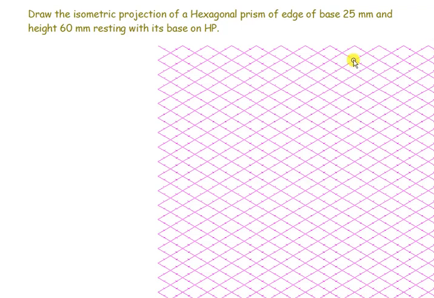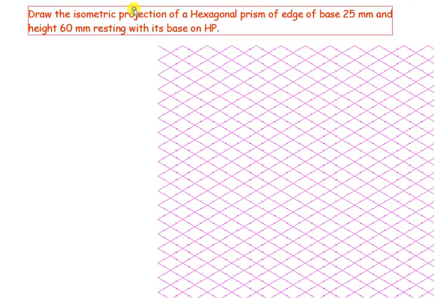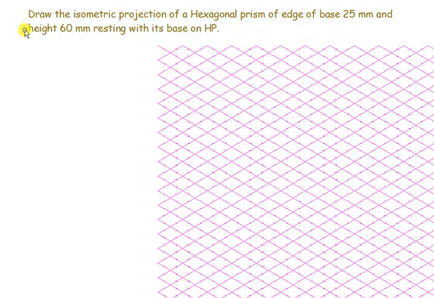Hello students, so this one is the next problem. Previously we have done the pentagonal pyramid. Here we are going to be solving for a hexagonal prism, edge base of 25 mm and height of 60 mm, which is resting on HP. First we shall construct the hexagon.